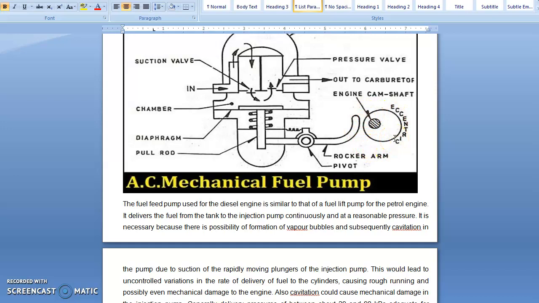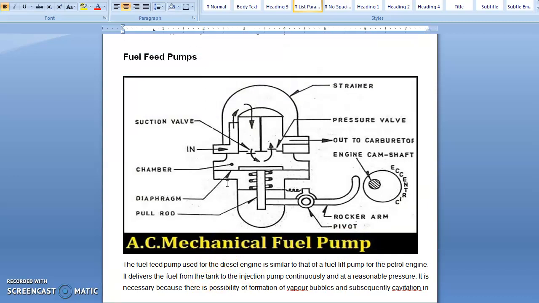So we are naming this pump as an AC mechanical type fuel feed pump. It is very clear, it sucks. If it is asked for 2 marks, you can easily say that the fuel feed pump is necessary because it will suck the oil from the fuel tank and supply it to other devices of the fuel feeding system. So this is all about your fuel feed pumps.